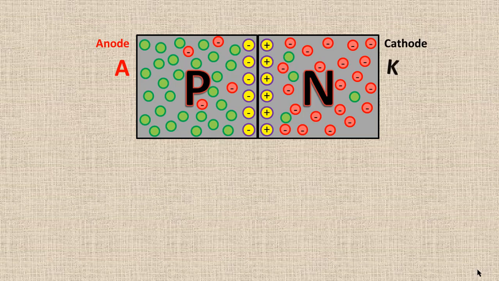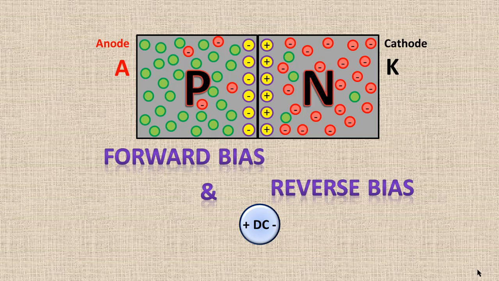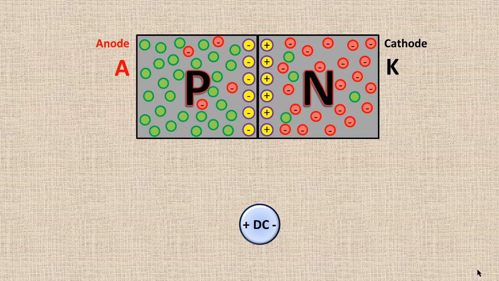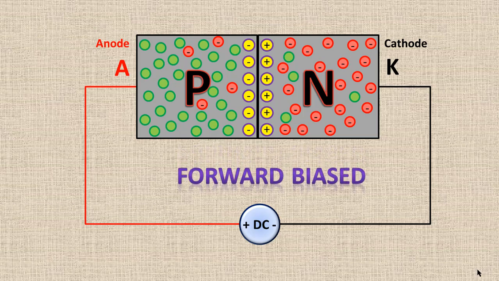When a diode is connected to a DC power source, this is called diode biasing. Biasing is of two types: forward bias and reverse bias. When the positive terminal of the external power supply is connected to the anode, that is the positive side of the diode, and the negative terminal is connected to the cathode, that is the negative side of the diode, this biasing is called forward biased. To limit the current, a current limiting resistor is added in the circuit.